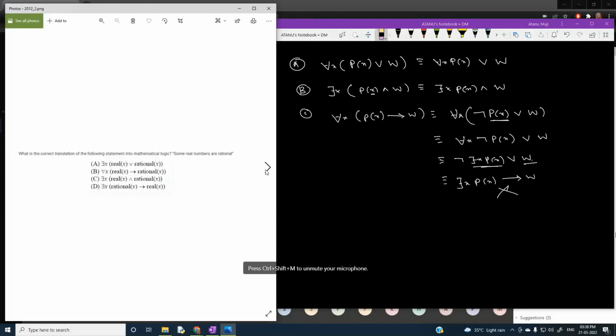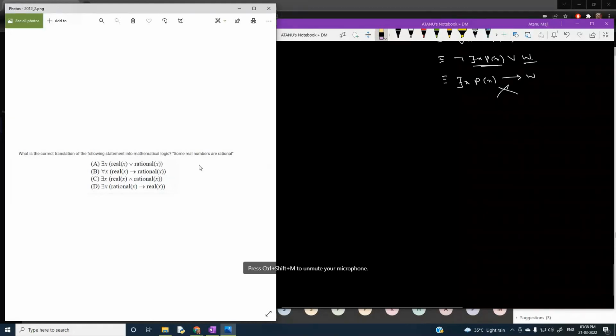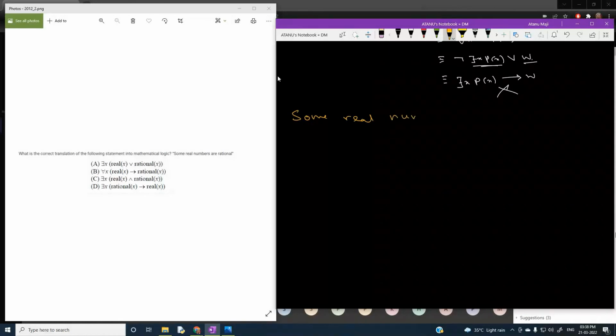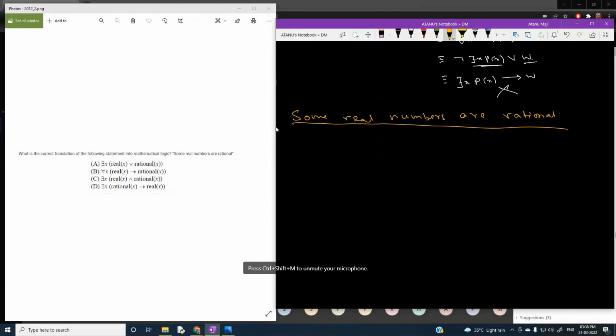Like one question is given in this way, that for the statement some real numbers are rational. Some real numbers are rational. इसको logically convert करना है, right? So how can I convert this statement, some real numbers are rational, into the logical form? तो देखते हैं कि इसका लॉजिकल फॉर्म क्या होगा.